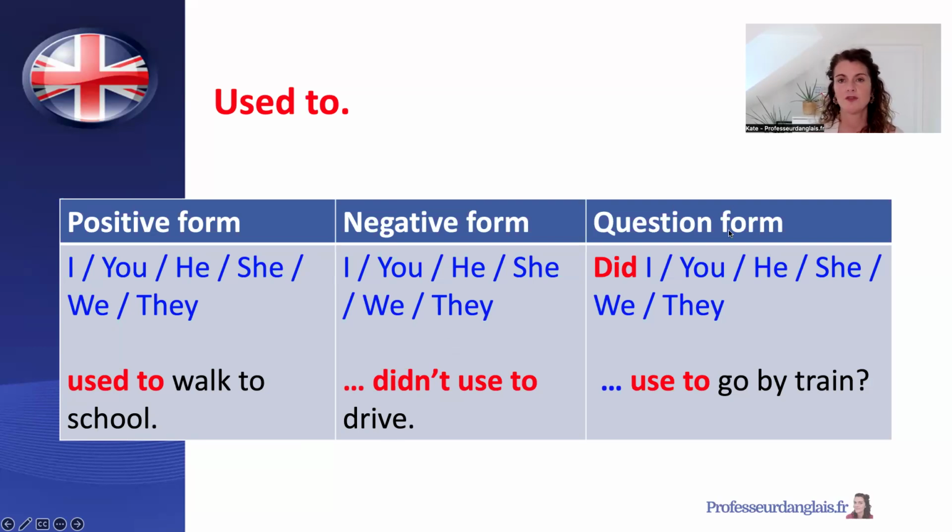What about the question form? We start with did, then the subject, then used to, then the verb. So, did I used to go by train? Did they used to go by train?